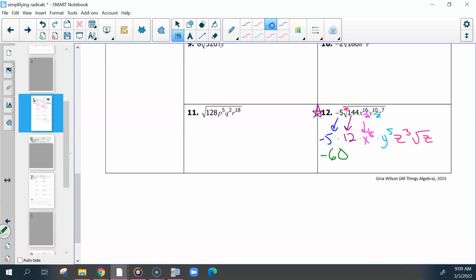-60. So -60, x to the 8th, y to the 5th, z to the 3rd times the square root of z. Oh yeah, that's fun. Sometimes. Yeah. All of the above. All of those comments, yes. Square root of z.